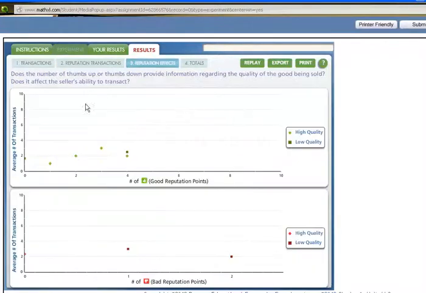When you look at the effects, we can look at the sellers that have good reputation points. They are typically able to sell high quality goods, and more of them, and those with bad reputation points are going to be limited in the amount that they can sell, but also are going to be relegated to selling only low quality. So reputations matter.